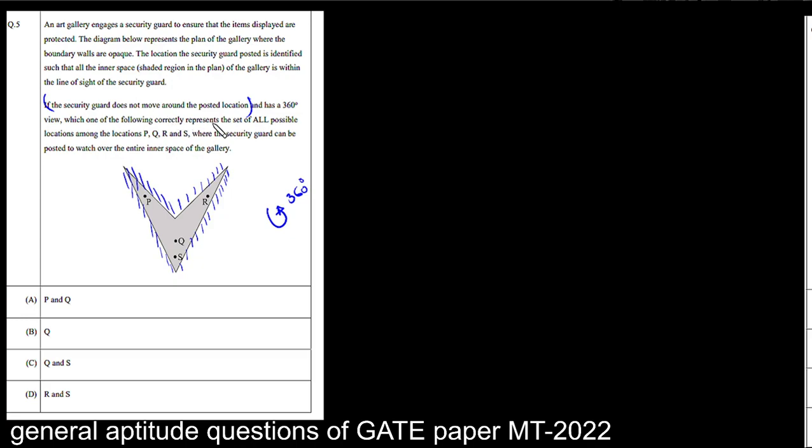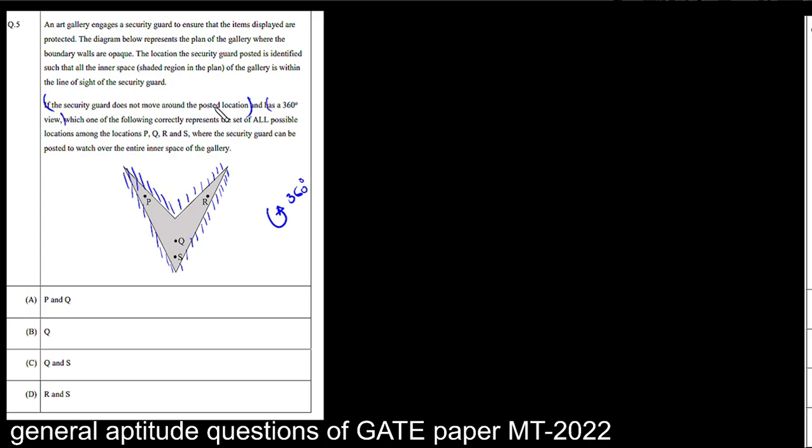Which one of the following correctly represents the set of all possible locations among the locations PQRS where the security guard can be posted to watch over the entire inner space of the gallery. So now here we have to select the point in such a way that if we put our security guard at that location, then our security guard is able to see the entire gallery, and we have to focus on these two conditions.